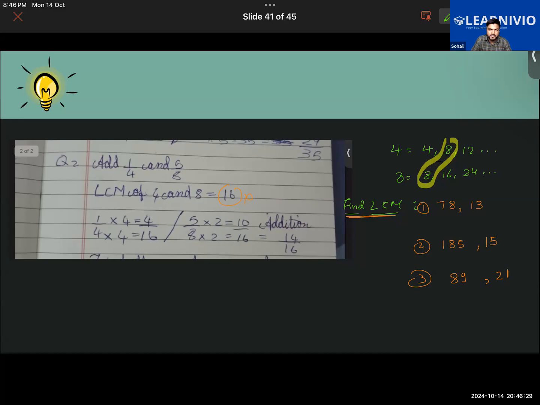I'm getting the LCM 78. Well done for the first one. That is correct, in fact. So LCM is 78. Very good. Do the other one.